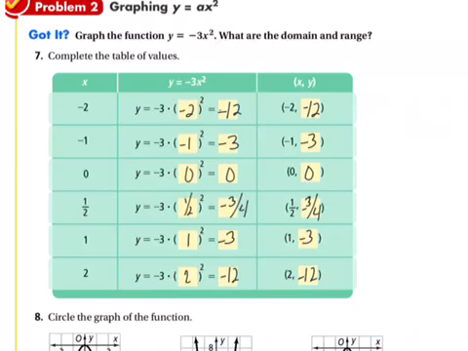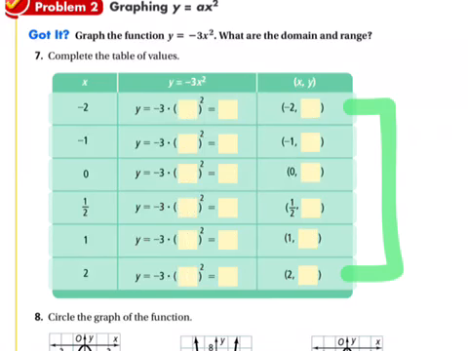So here I've gone ahead and filled out the table, and here are some things. We have a couple of points that are reflections of each other. -2, -12, and 2, -12 are reflections of each other. -1, -3, and 1, -3 are reflections of each other. So let's go forth and see what that looks like as a graph.